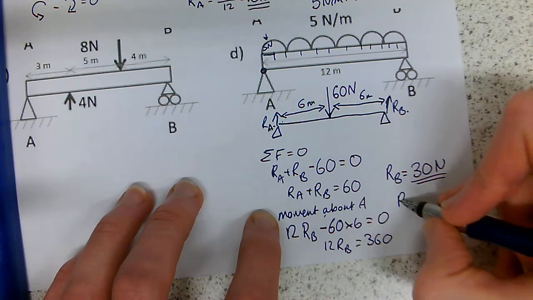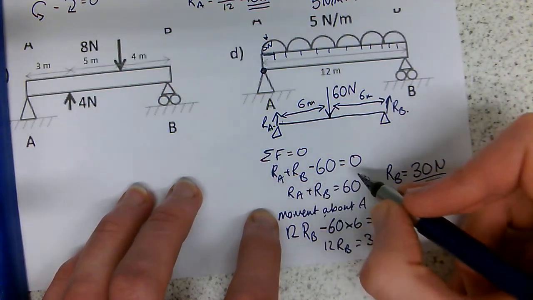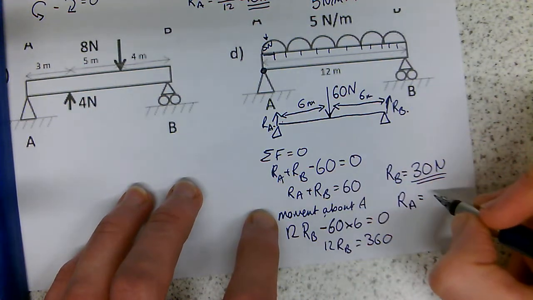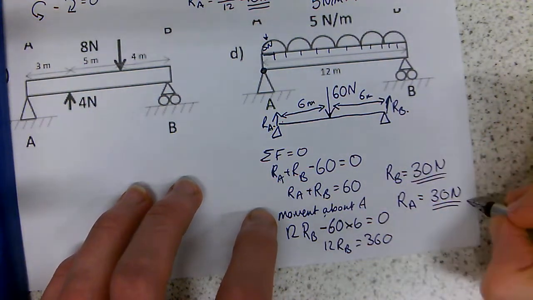Then we find reaction force at A. We know that both added together is 60. 60 take away 30 is 30. And we are done.